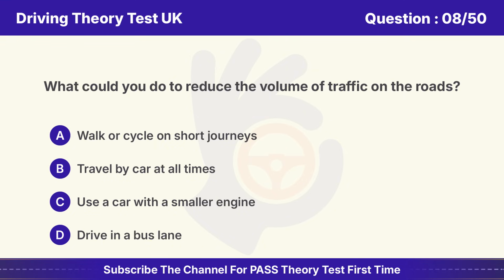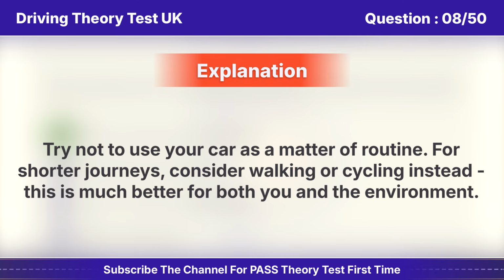Question 8. What could you do to reduce the volume of traffic on the roads? Answer is A. Walk or cycle on short journeys. Try not to use your car as a matter of routine. For shorter journeys, consider walking or cycling instead. This is much better for both you and the environment.